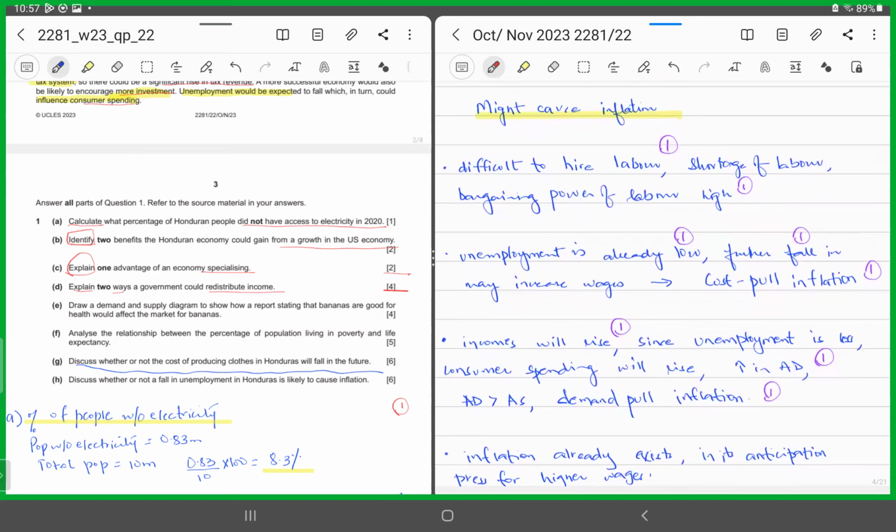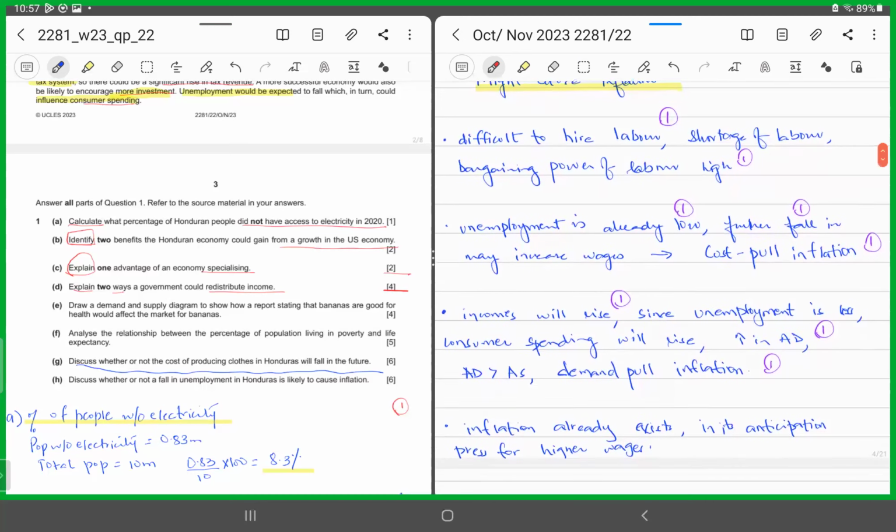All right. So the first point we say is, okay, it will be difficult to hire labor. Shortage of labor will occur, the bargaining power of labor would be high, and since unemployment is already low, a further fall would mean that wages would rise, so there would be a cost-push inflation.